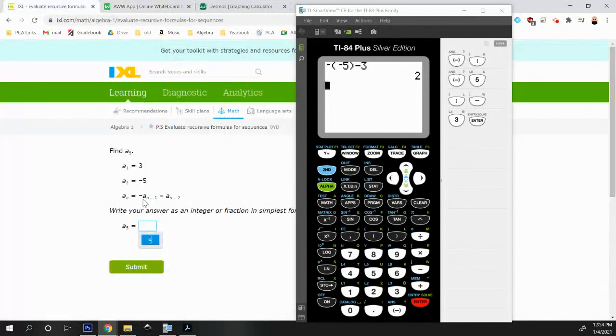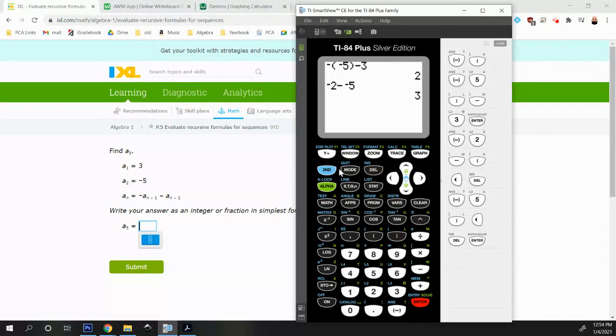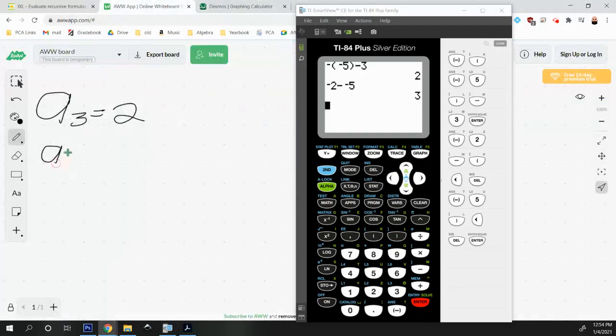Right, we need to find A4. So we do negative the number before it, which was a 2, minus the number before it, which was the -5. Stop that. All right, that's 3. So I'm going to write that down. So A4 is 3.